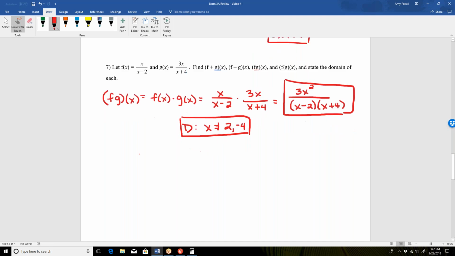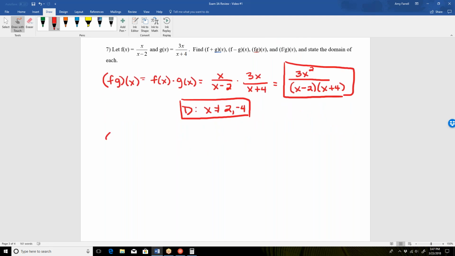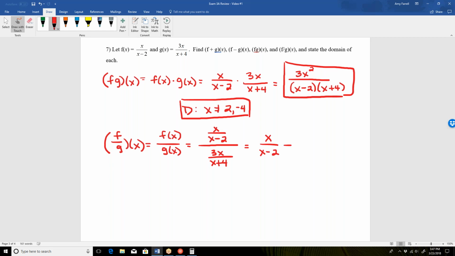Okay, one more operation, division. So we've got f divided by g of x. This is equivalent to f of x divided by g of x. So we've got f of x divided by g of x. Instead of writing this vertically like I have, I'm going to write it horizontally, although I do always like to write it vertically first because I feel like it helps with the domain.